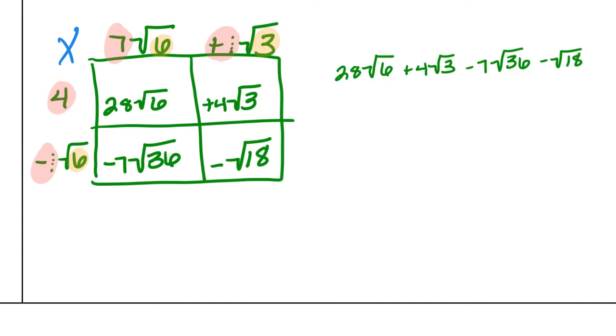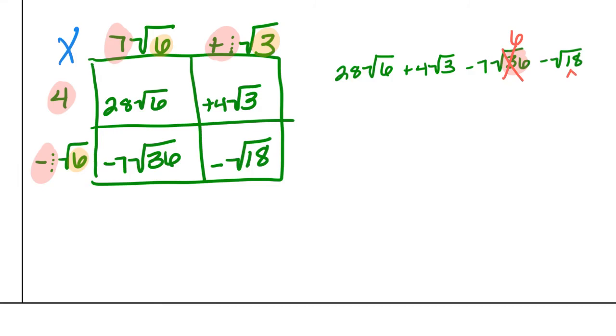If I take a look at the square root of 6, 6 can be broken down into 2 and 3, so there's nothing that I can do with my first term. My second term is the square root of 3, so it is already prime and is already simplified. My third term has the square root of 36. 36 happens to be a perfect square, so I can replace it with the number 6.